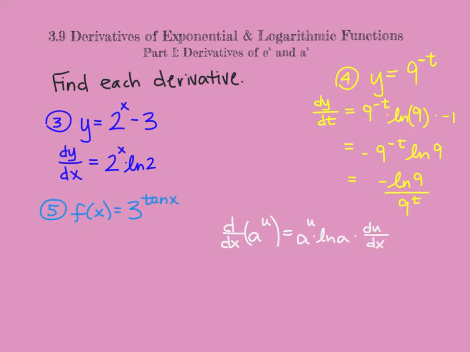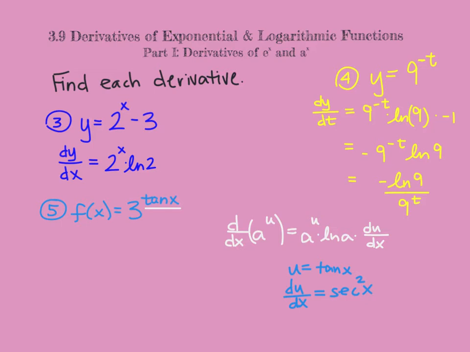So our u value here is tan of x. For this problem, our u value is the tan of x, and du dx, the derivative of the tangent of x, is secant squared of x. I'm just writing that off to the side to help me out there.